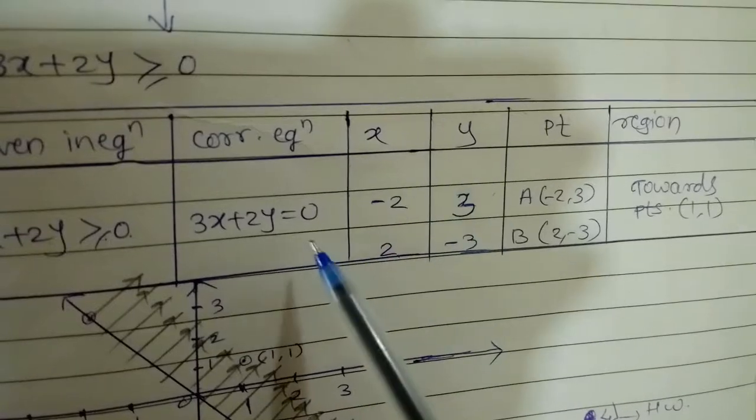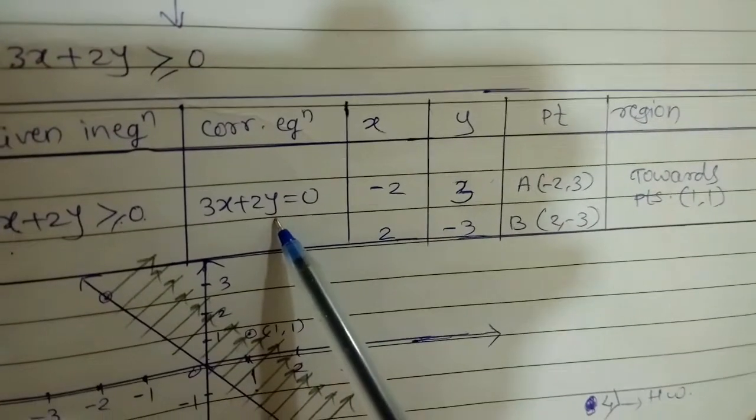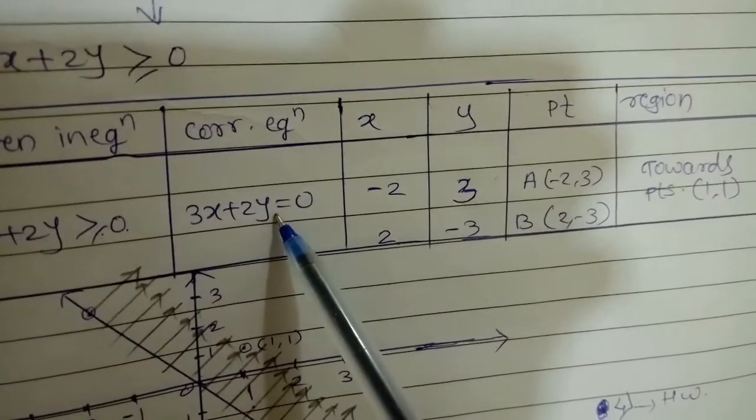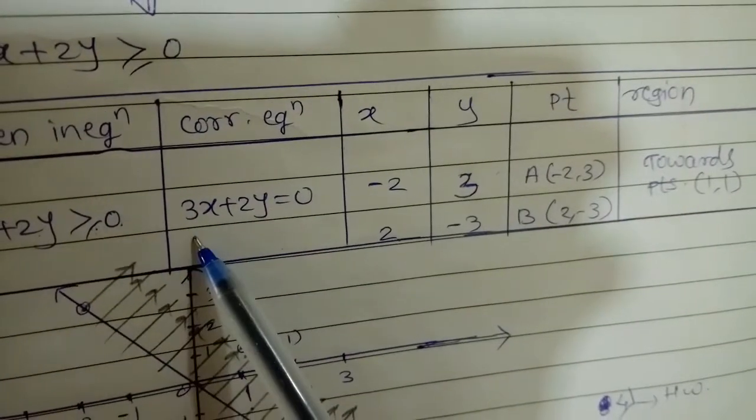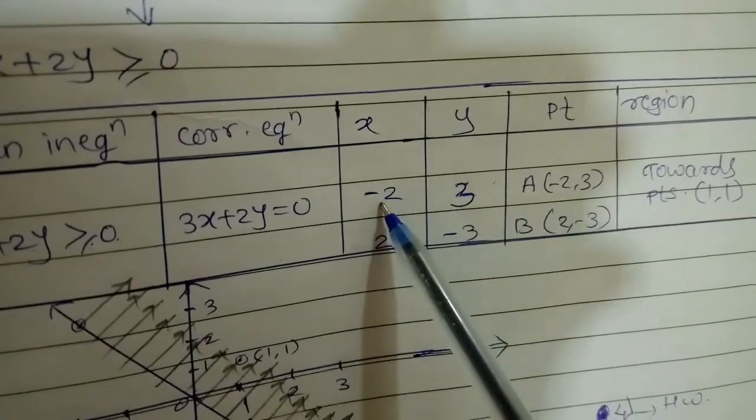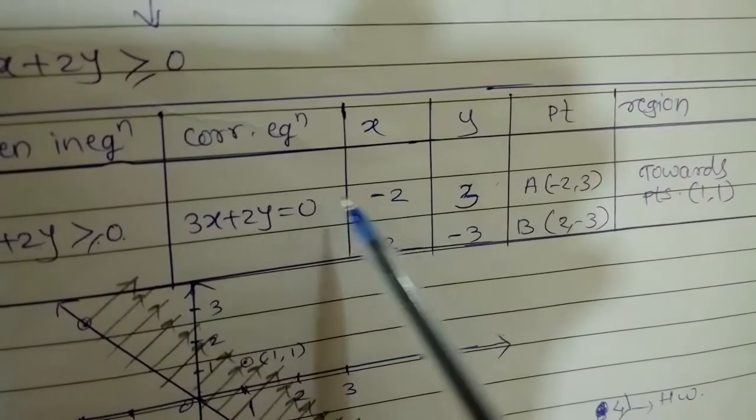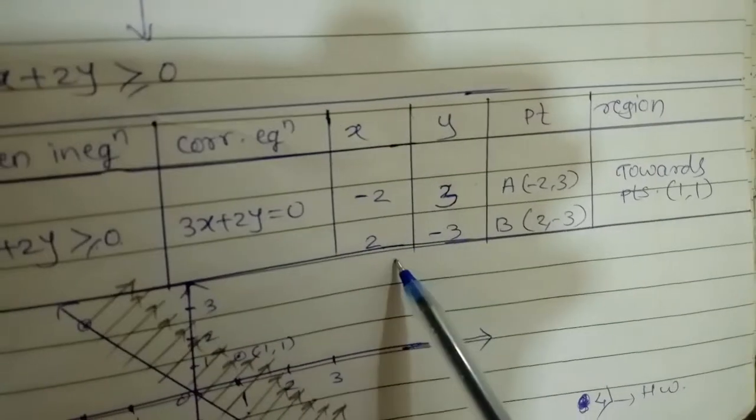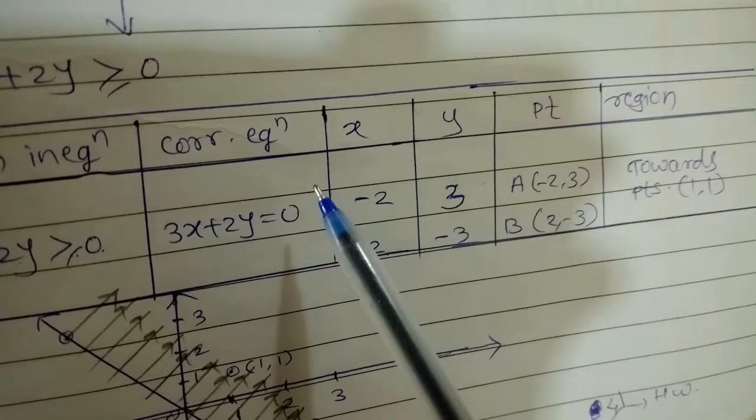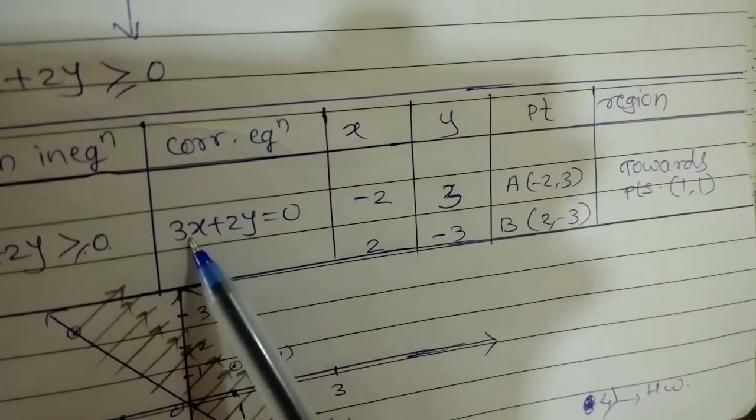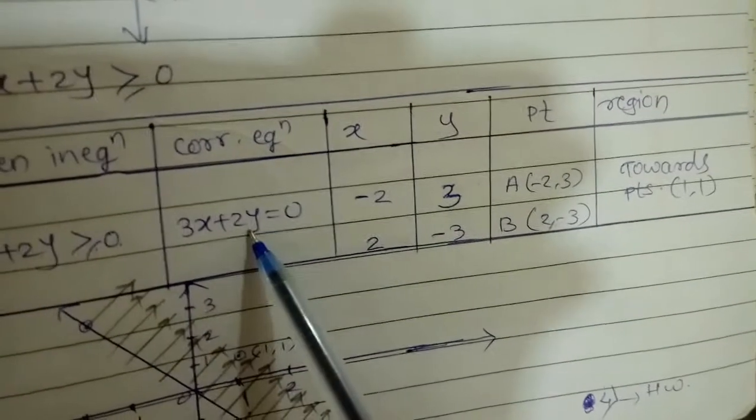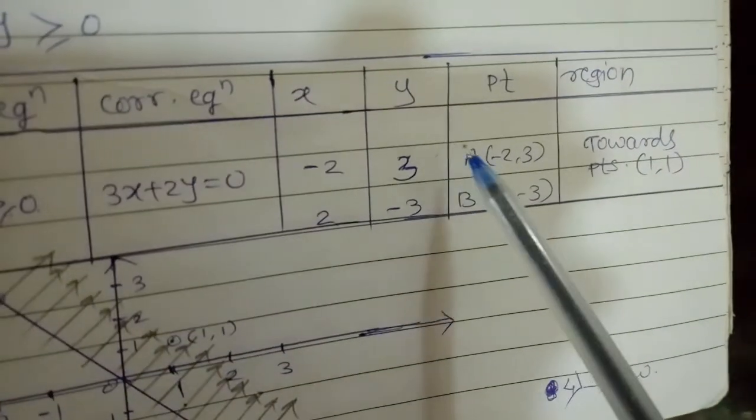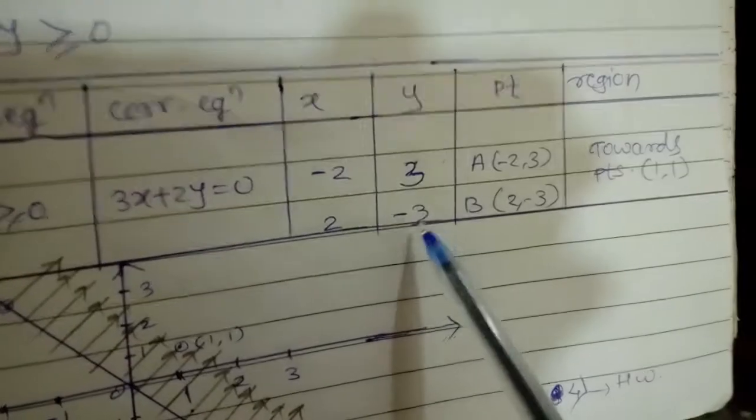So here we put y equal to 3. You can take any point. So I put here y equals 3. 2 times 3 is 6, move to this side, so we get 3x equals minus 6, so x equals minus 2. Similarly here I take the x coordinate as 2, you can take any one. So 3 times 2 is 6, again we move to this side, so 2y equals minus 6, so y equals minus 3. So here we get the points A (minus 2, 3) and B (2, minus 3).